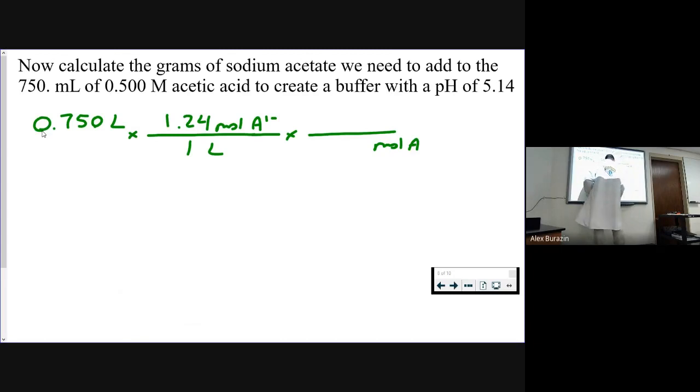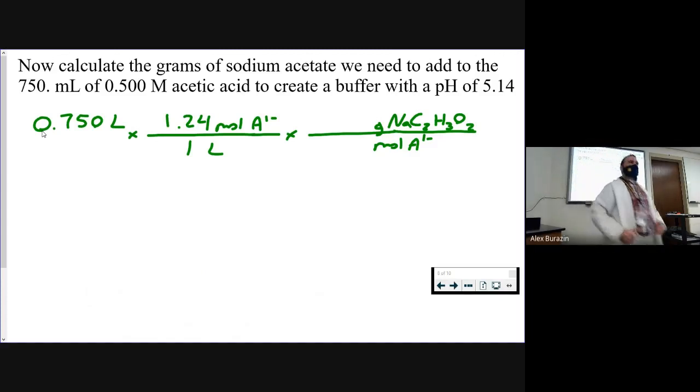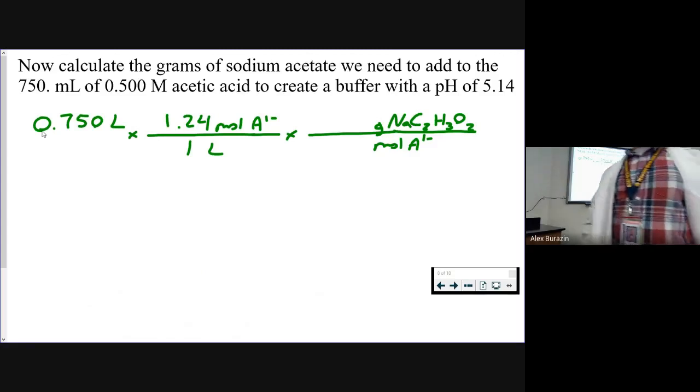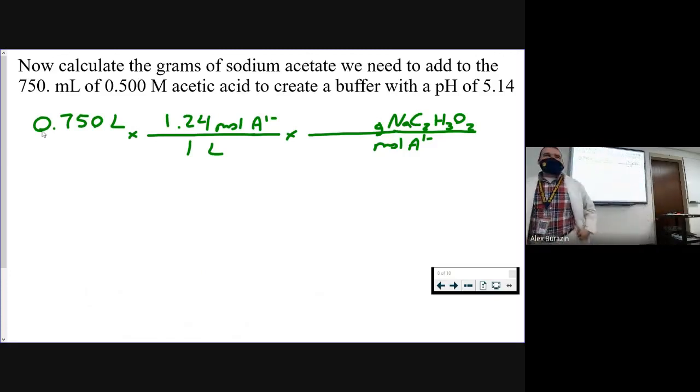Now, grams of what? What are we adding? Sodium acetate. What's the molar mass of sodium acetate? You're going to have to look that up. So I suppose I should write the whole thing out, right? Instead of A1 minus. NaC2H3O2, which of course spells nacho. What's that? 82.034?